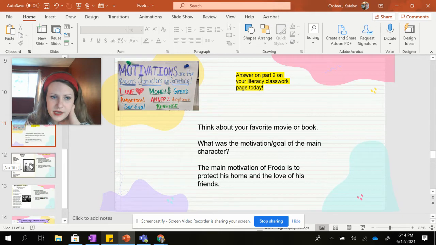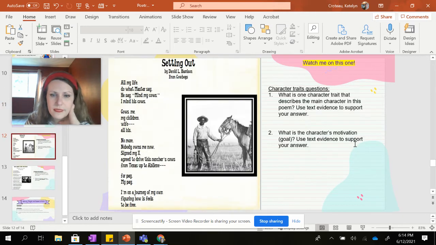Okay, now I'm going to show you this. I'm going to see if I can figure out one character trait of this guy in the poem and what is their goal or motivation. Okay, so let's see if I can find it out. And we're just going to do 2 sentences today. So we're building up. We did one sentence earlier, now we're going to do 2. And then we're going to do 3 tomorrow. Okay, here we go. Just watch me on this one. That's all you have to do.